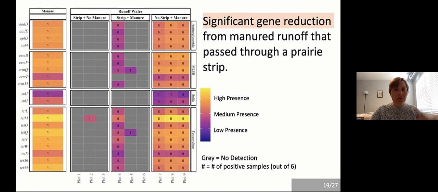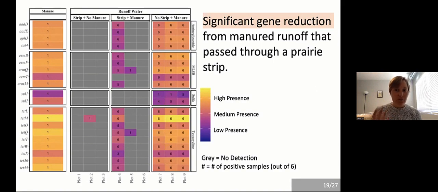And so kind of as was seen in the flume, this was again certainly our expected result. For the non-manured plot to contain very low background levels of our resistance gene targets, our manured plot without any intervention to contain the highest level of the resistance gene targets, and then hopefully that manured plot with a prairie strip as an intervention would fall somewhere in between.